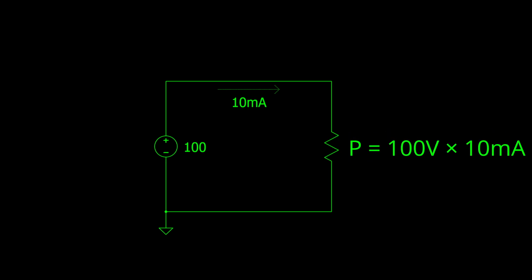In my first example circuit, we need to produce 10 milliamps of current from a 100 volt supply. We can do this with a resistor, but using P equals I times V, we know that the power consumed will be 100 times 10 milliamps, which is 1 watt of power. That means we'll need a pretty beefy resistor to handle this.